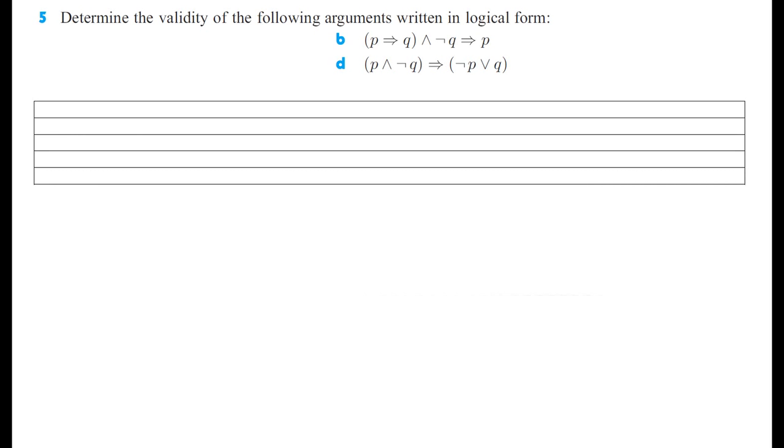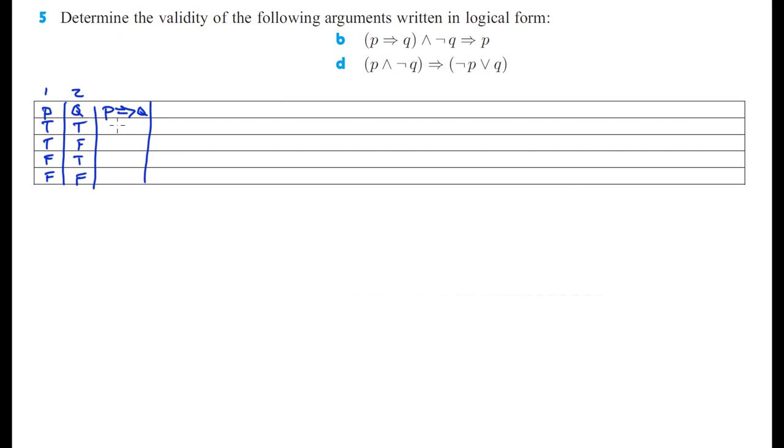Determine the validity of the following arguments written in logical form. Okay, so we've got B and D here, so we've got P's and Q's, so let's do P. Let's change that back to blue. So we've got P and Q. Okay, so we've got true, false for Q, and then true, false for P. Okay, so let's see, we've got P implies Q as the first thing we need to do for B. So that's the if, that's the then.